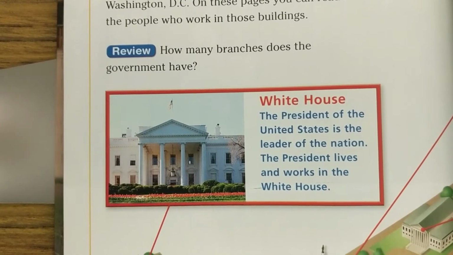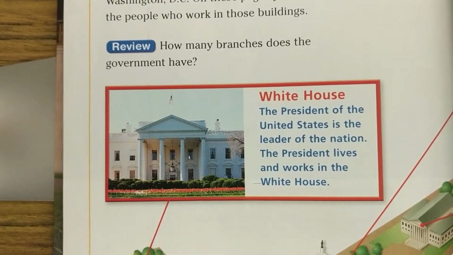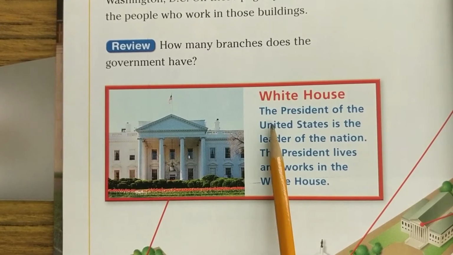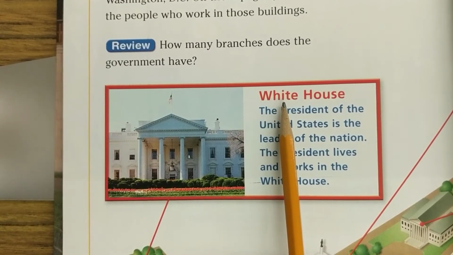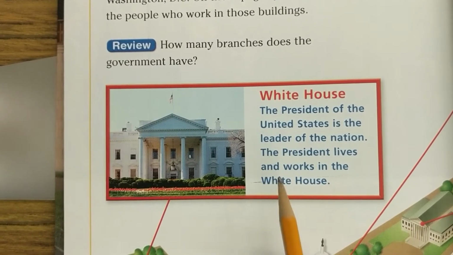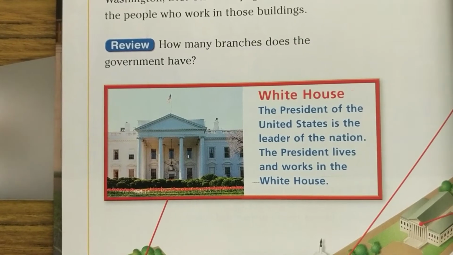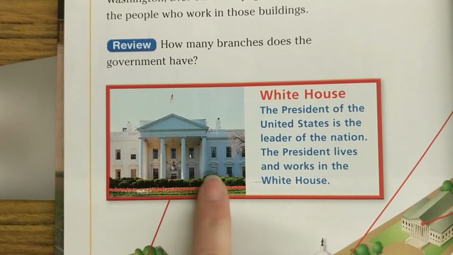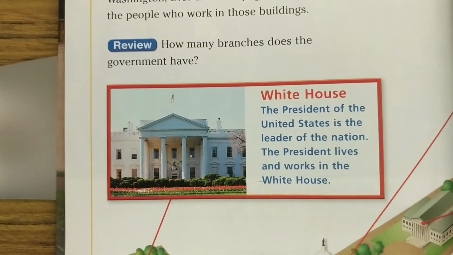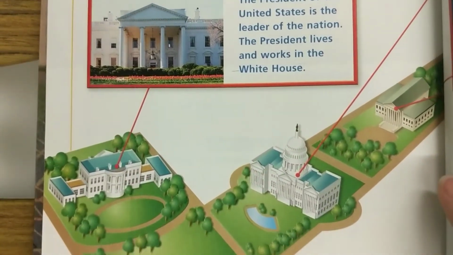Here is the first branch of the government. We have the president who works in the White House. The president of the United States is the leader of the nation. The president lives and works in the White House. And we already know that that's what the White House looks like from when we did our famous landmarks.